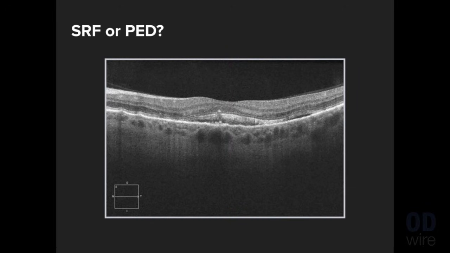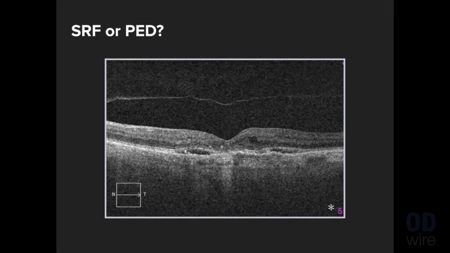What about this patient? Do they have SRF or a PED, subretinal fluid or a pigment epithelial detachment? I can't tell you how often I get referrals for patients just like this. And somebody will write pigment epithelial detachment, but I'm sure you know by now, just from my initial explanation, that this is a patient with subretinal fluid. Here's the subretinal fluid. Here's the subretinal fluid. Find the RPE, find the ellipsoid zone. The area between that's hyporeflective represents subretinal fluid. Wow, we're well on our way.